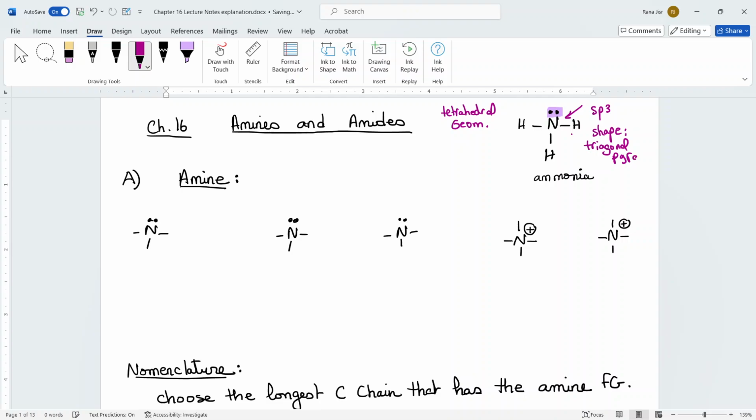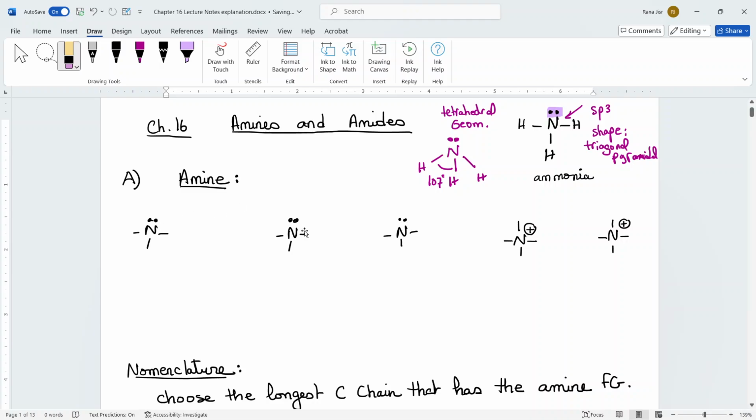Okay, so if we want to draw the arrangement of the groups around the nitrogen, they're going to look like this, with the lone pair over here, and the bond angle is going to be 107 degrees, which is going to be deviated from the ideal 109.5 tetrahedral angle. And the reason why? Because of the lone pairs.